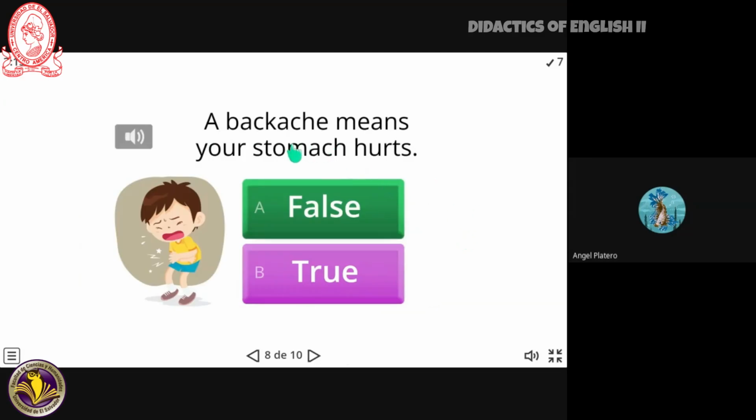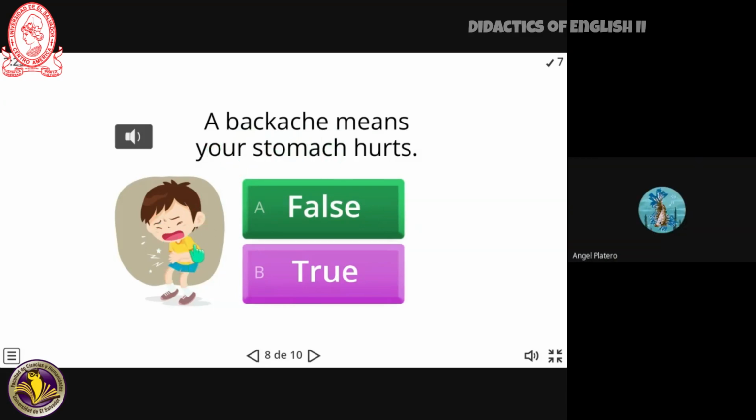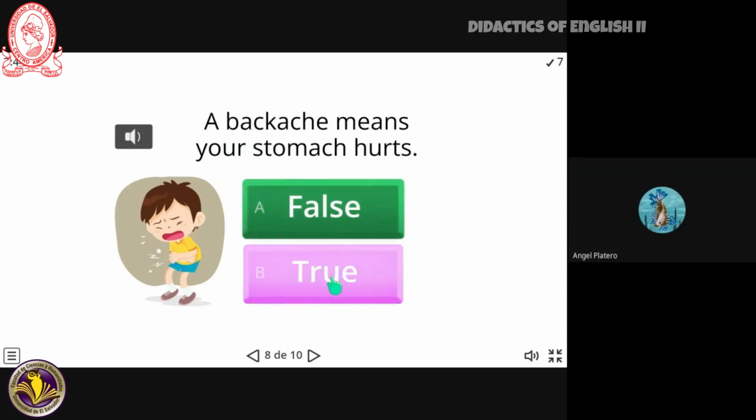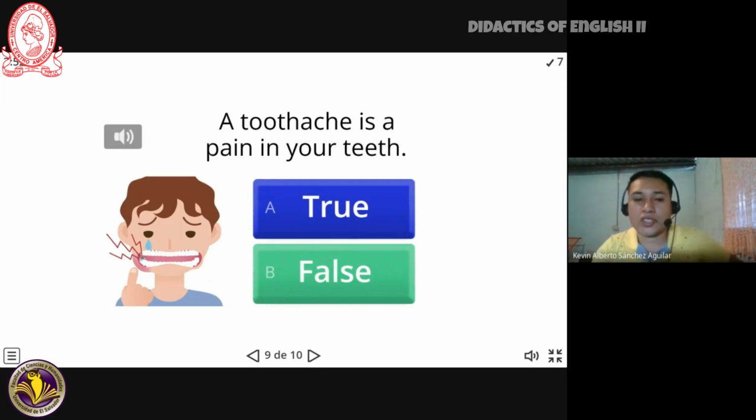"A backache means your stomach hurts." Okay, listen. A backache means your stomach hurts. True or false? True. Which one did you say? True. Okay, let's check if it is true. Remember, a backache is a pain in your back, not in your stomach.